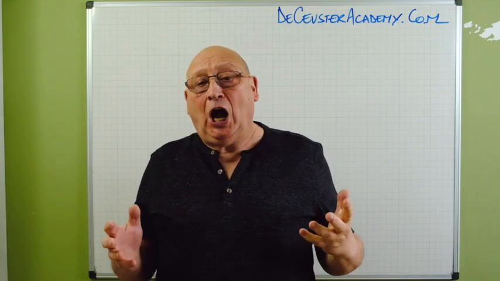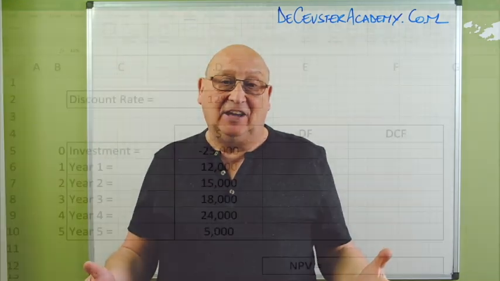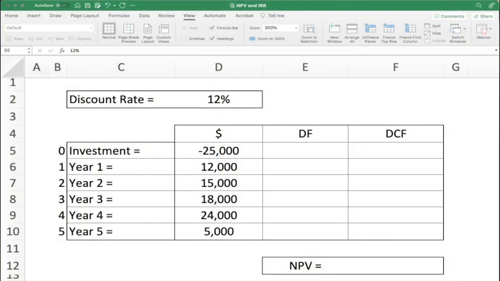So let's have a look how this looks like in Excel. So let's have a look at this table. In this table, we find the different information that we need. First of all, we have the discount rate that we're going to use, which is equal to 12%.